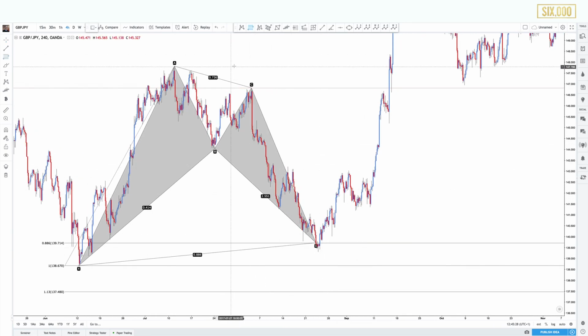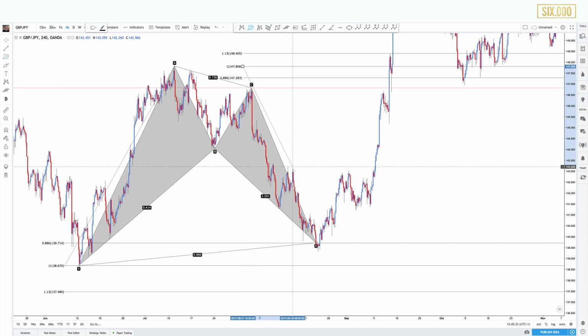And I'll give you an example of this. If I just plot our take profit levels, we're going from A to D, which is highest to lowest.